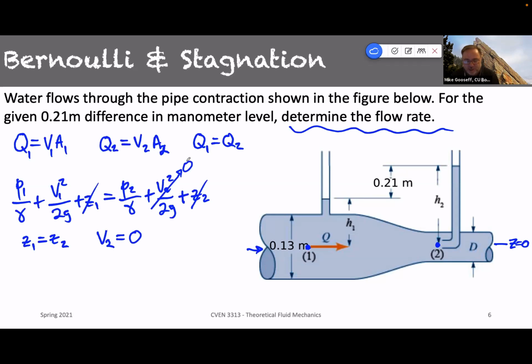Now we have an expression where we can simplify this to say P1 over gamma plus V1 squared over 2G, or the pressure head at 1 plus the velocity head at 1 is equal to the pressure head at 2. One thing that I want to point out, before we even go any further, is that we're talking about taking two kinds of energy on the left-hand side, two flavors if you want, pressure head and velocity head, and converting it completely to the pressure head on the right-hand side, at point two. So this is kind of the advantage of using Bernoulli for us.